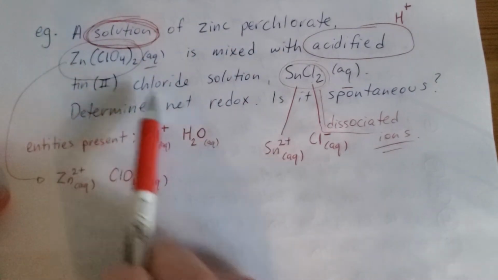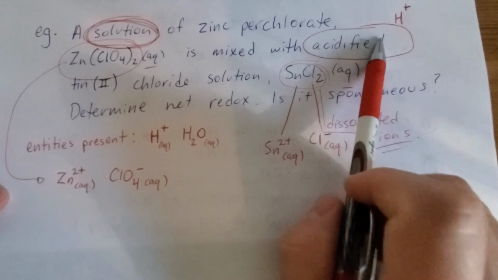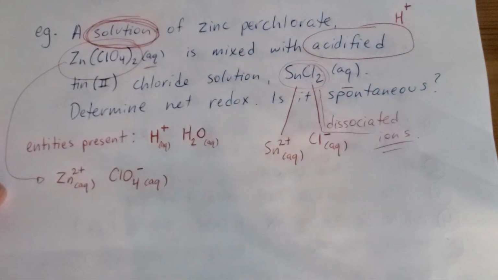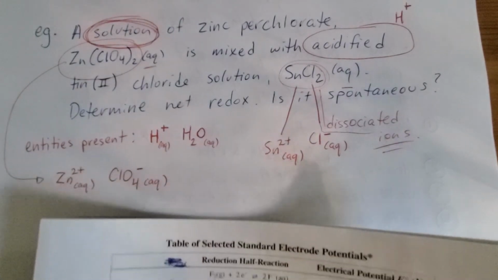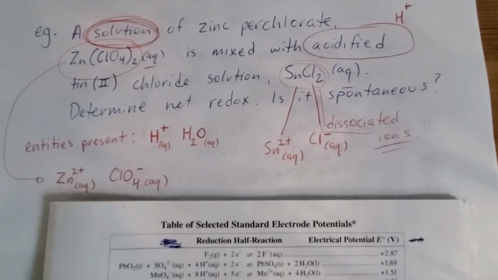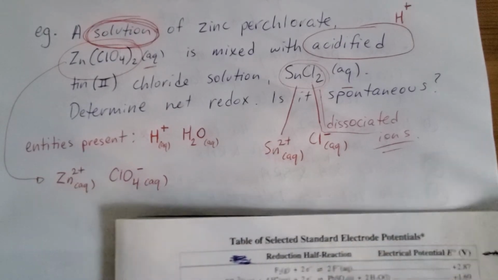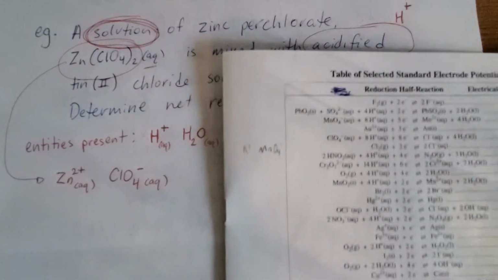And I think that's it. We dealt with the zinc perchlorate. We dealt with the fact it's acidified. These things are in solution. Tin, chloride, love it. Okay, what was the next step? We have to identify OAs, RAs, and the strongest of each. Okay, well, you'll get good at this, and it's pretty cumbersome at first. But I want you to see something right away.